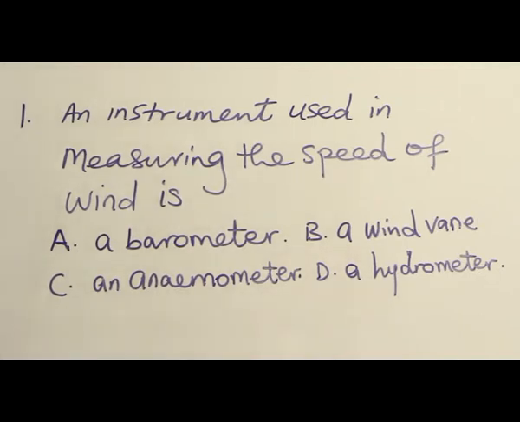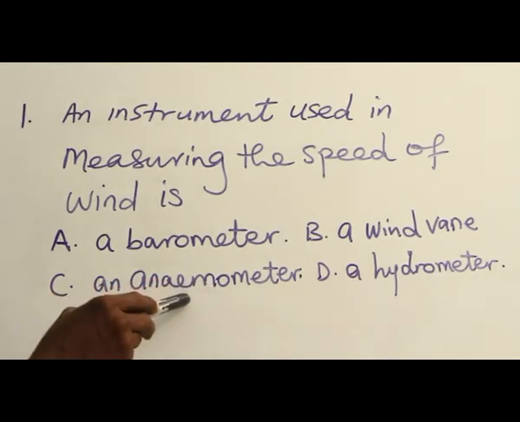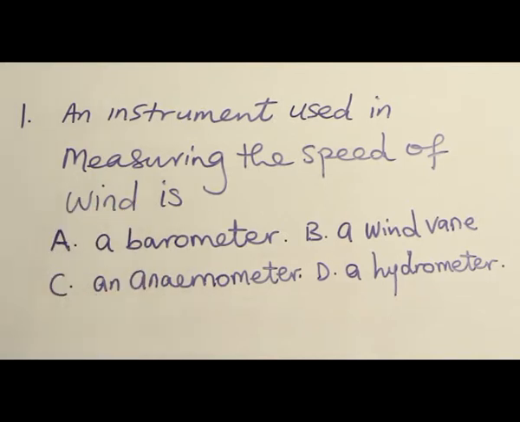Hydrometer is used in measuring the density of the atmosphere or any fluid. Then C, anemometer. This instrument is used in measuring the speed of wind. So our answer is C, anemometer.